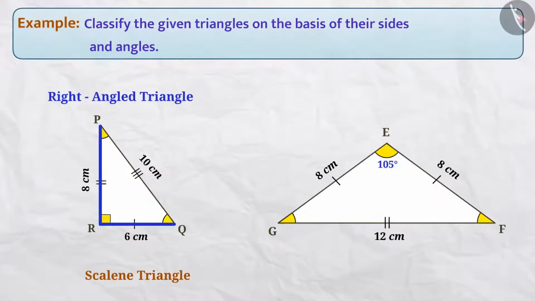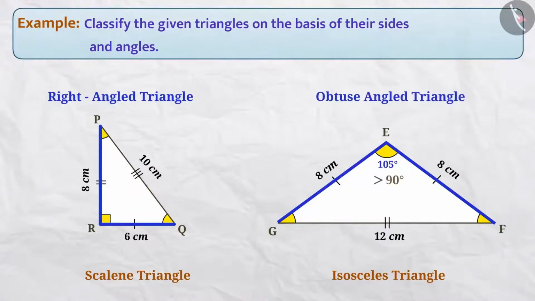Seeing the figure of triangle EFG, we find that two sides of this triangle are equal. So it is an isosceles triangle. Since one of its angles, angle GEF, is greater than 90 degrees, hence it is an obtuse angle, therefore it is an obtuse angled triangle.